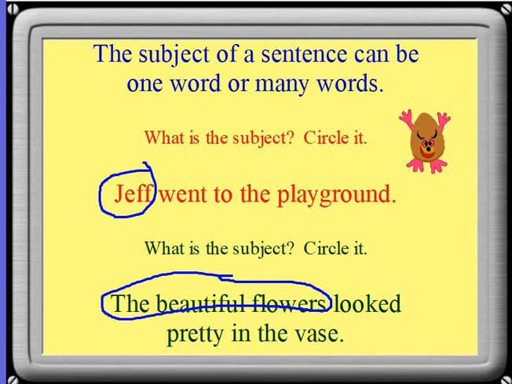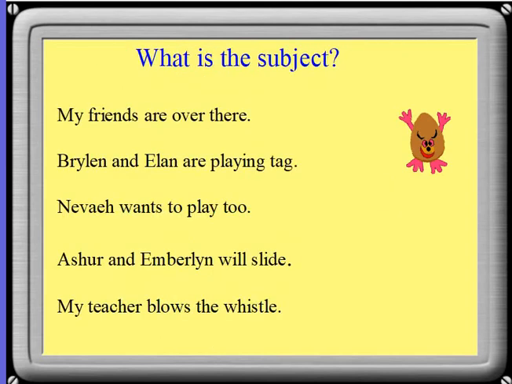Alright, let's practice finding the subject, and then we're going to talk about predicates tomorrow. So let's just focus on the subject today. Alright, so my friends are over there. Who is this sentence about? Or what is this sentence about? Who's doing something? You're right. It's my friends. That's who the sentence is about.